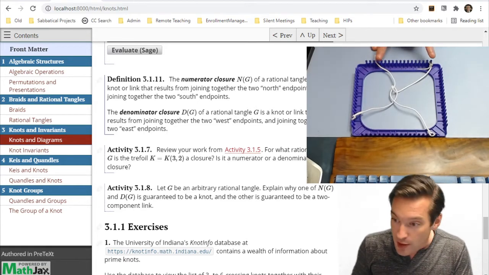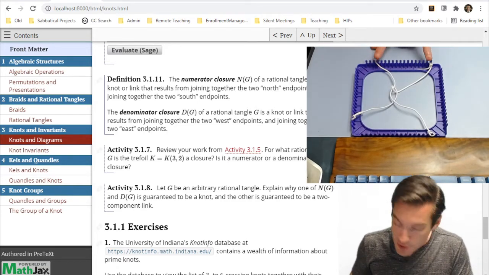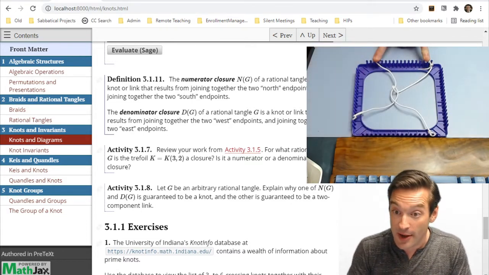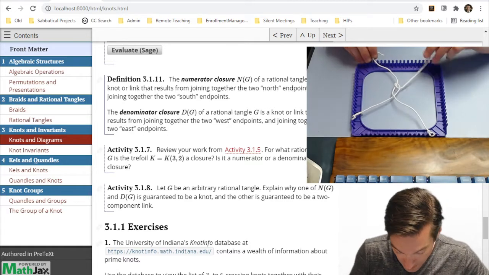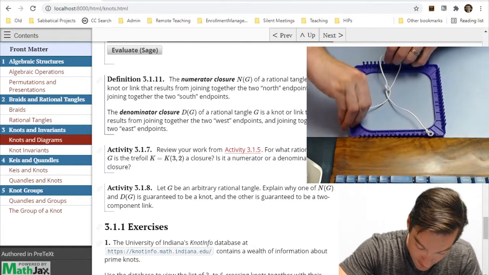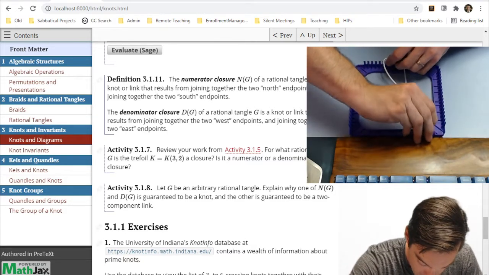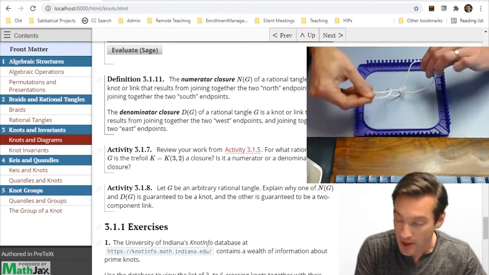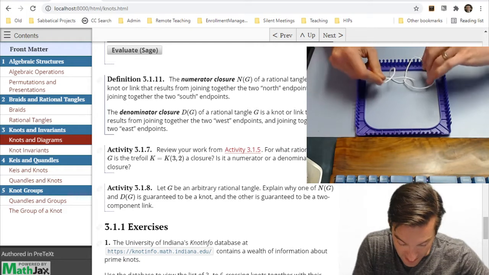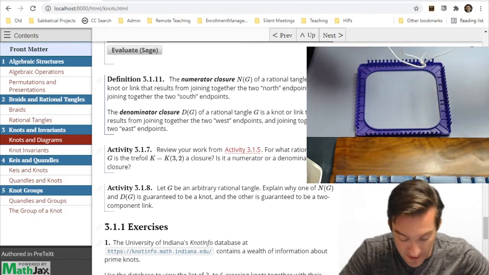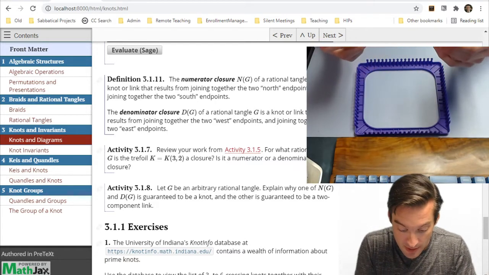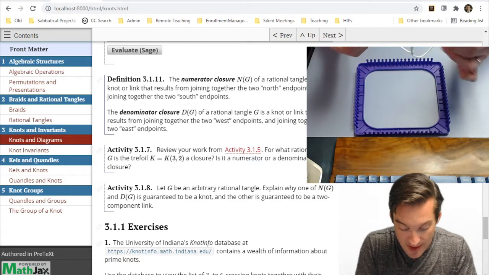The first way is called the numerator closure. And the numerator closure ties together these 2 ends on the top, and it ties together those 2 ends on the bottom. All right, so to form the numerator closure, I would just connect these 2, and I would connect those 2 to one another. And so what I'm going to get could be a knot, or it could be a 2-component link. It's kind of hard to tell from this, but if I isotopy this around, I think this is actually a knot.